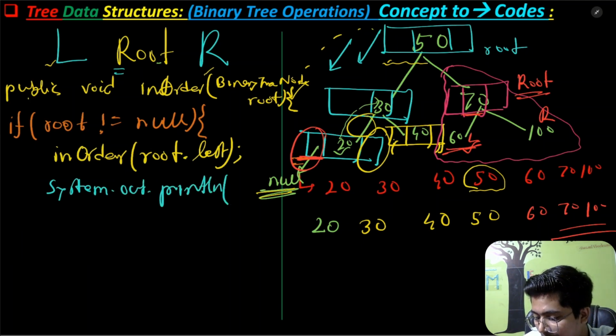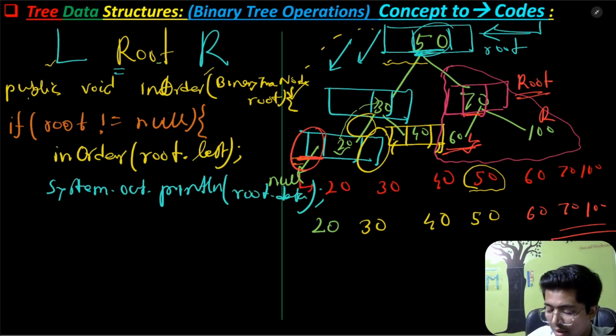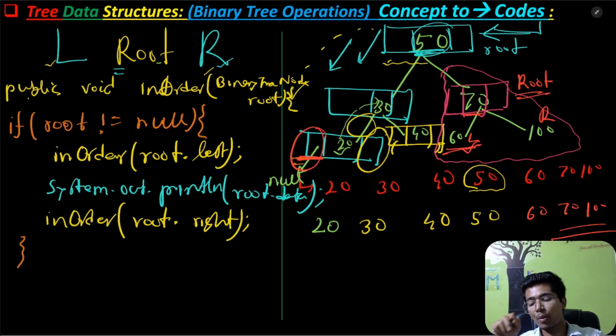What do we print if the root is pointing to this one? We print the data portion. So simply root.data. Then we process the right portion, so again we write in order root dot right. This program will automatically run again and again, and it will provide the result.